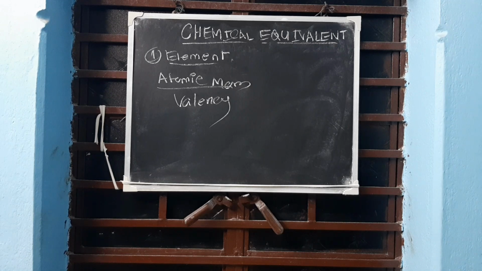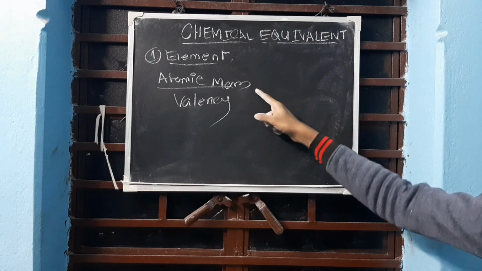We are not yet applying this to reactions, so be careful. Just now we are discussing; reactions will be applied later on, not now. Hold on. So for an element, it is atomic mass divided by valency.